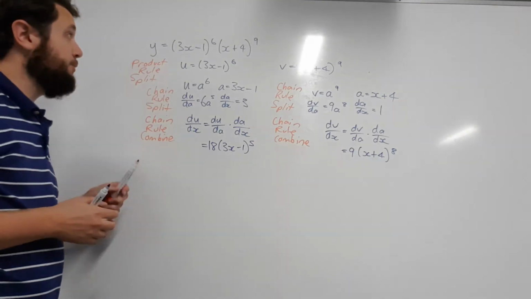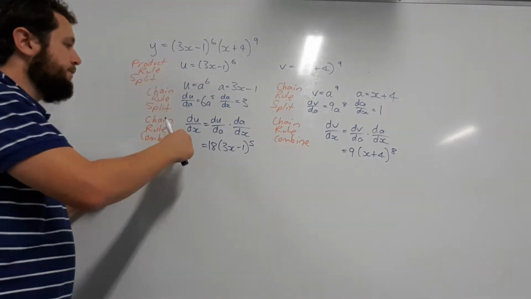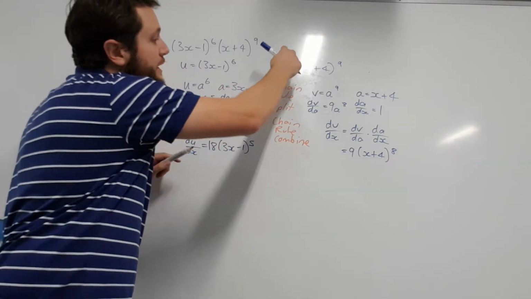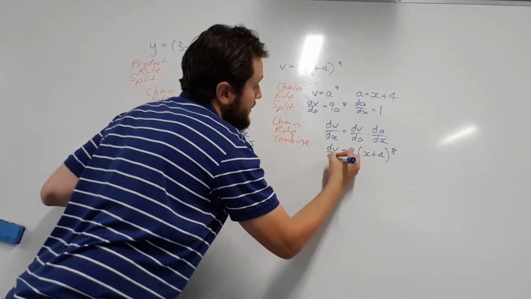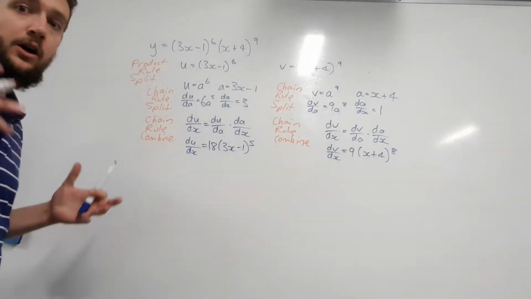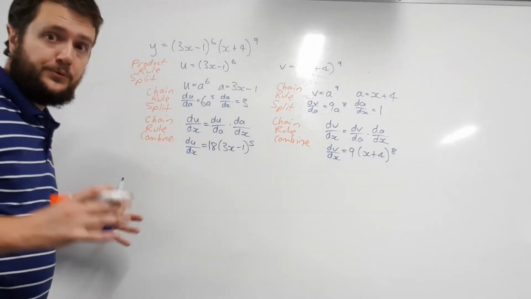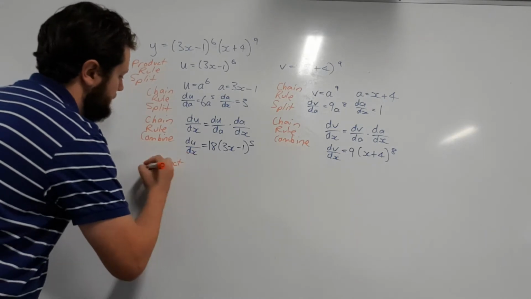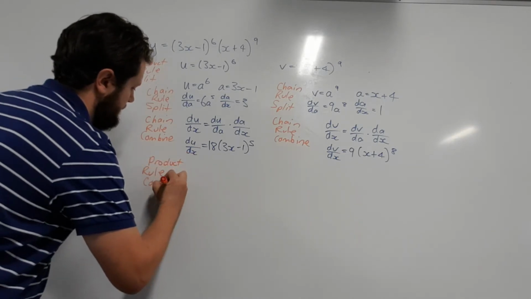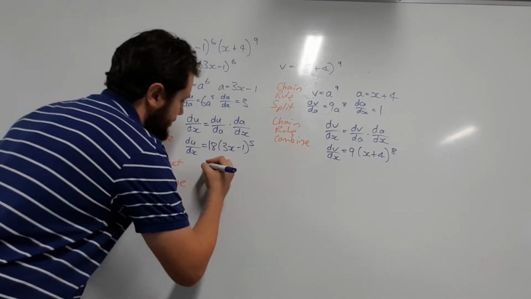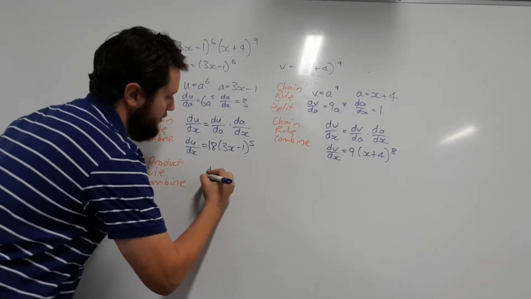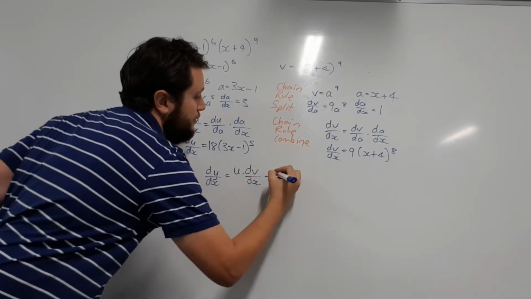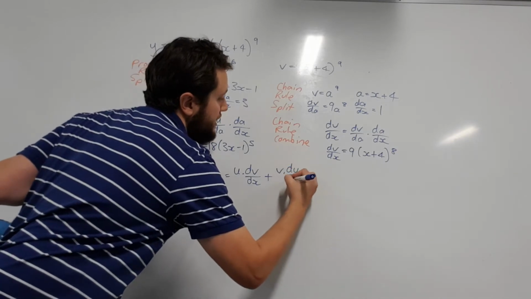Right, so we've done all our chain rule stuff. We've got u, we've got it all the way down here to be du dx. And our original v here, we've got it all the way down here to be dv dx. We can now combine the whole lot. We can go back to our original product rule split, bring it all back together. So product rule combine. Right, so our original dy dx, remember our product rule, u times dv dx plus v times du dx.